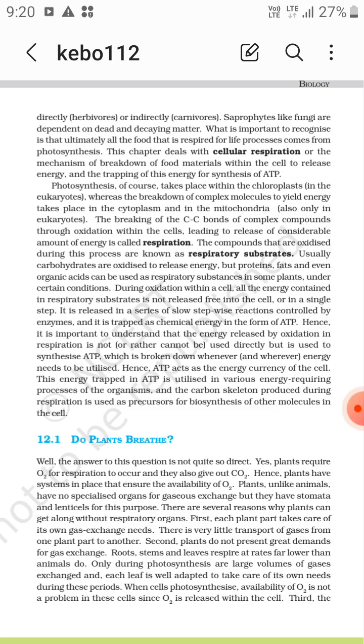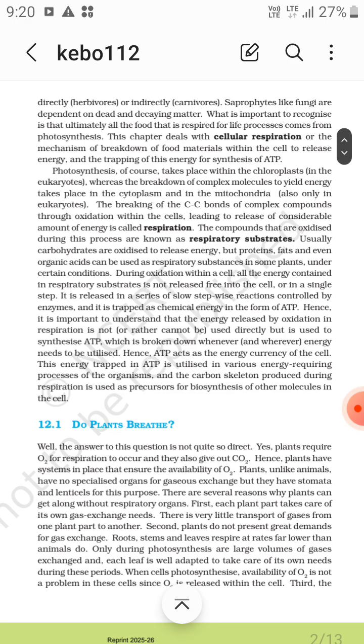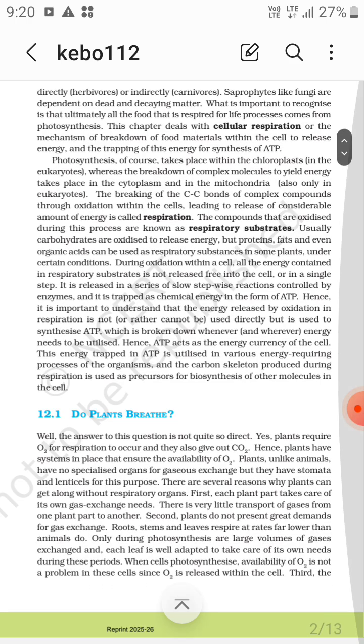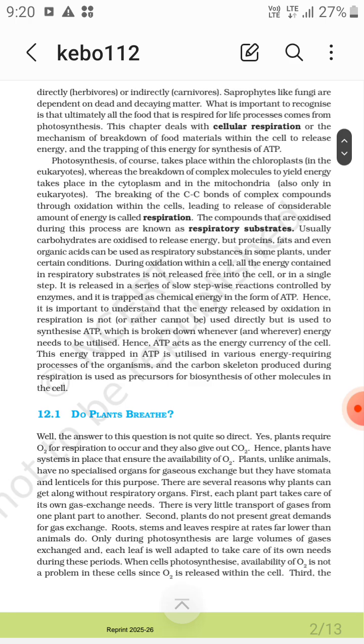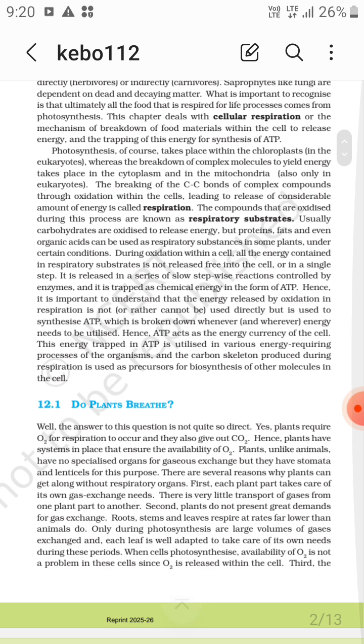The breakdown in mitochondria is only in eukaryotes. The breaking of C-C bonds of complex compounds through oxidation within the cells, leading to release of considerable amount of energy, is called respiration. The compounds that are oxidized during this process are known as respiratory substrates. Usually carbohydrates are oxidized to release energy, but proteins, fats, and even organic acids can be used as respiratory substrates in some plants under certain conditions.